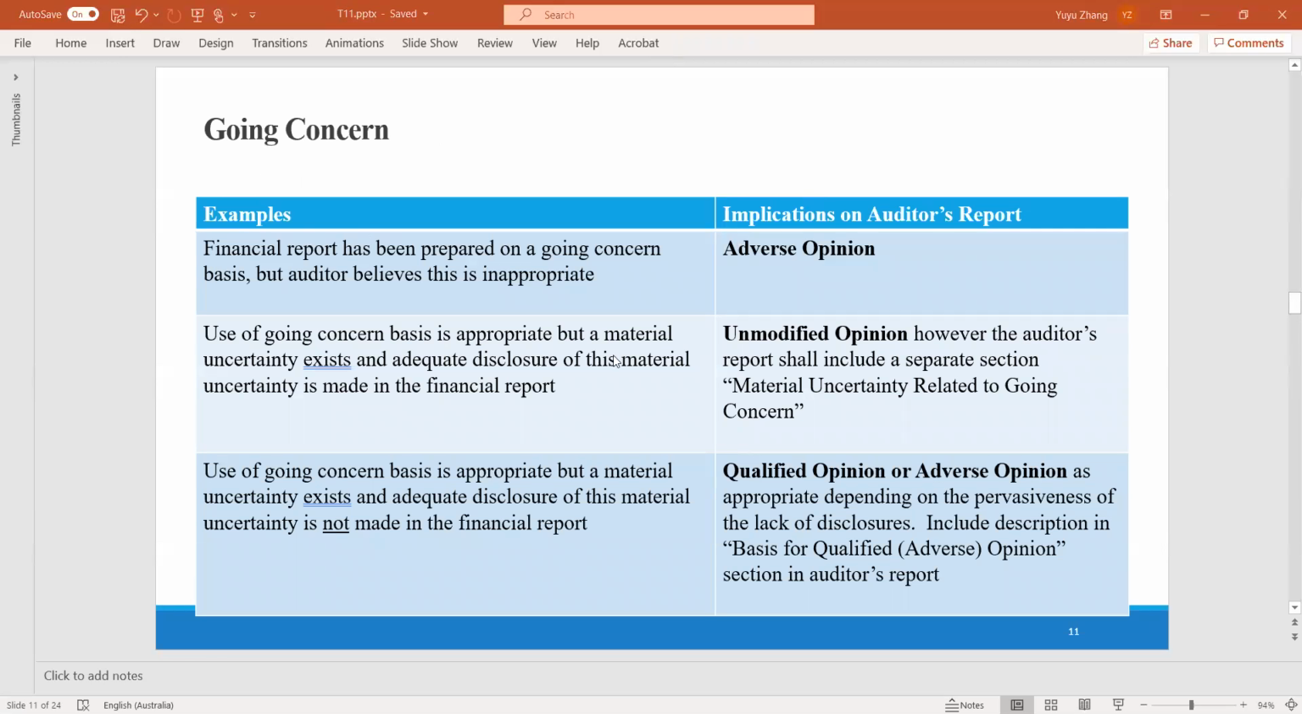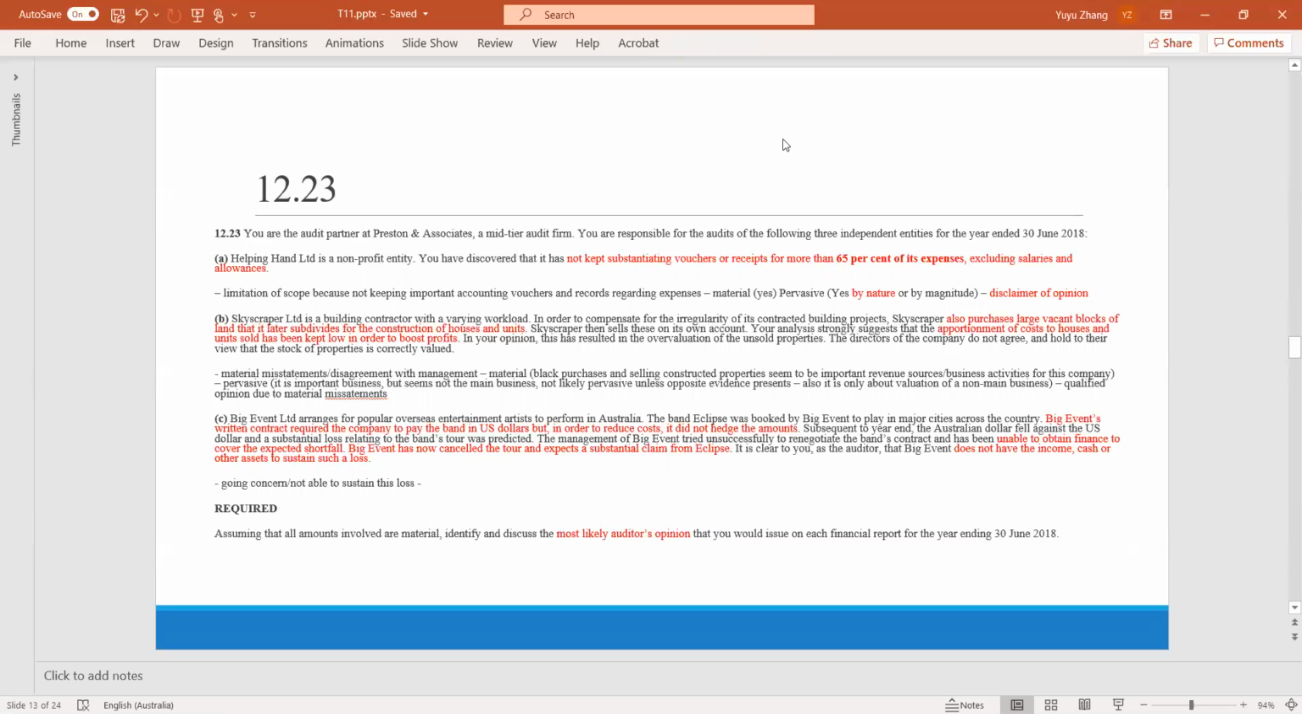Yeah, so for going concern issues, it could be adverse opinion, could be unmodified with emphasis of matter, could be qualified or adverse opinion for different situations. Okay. Unmodified with EOM or qualified opinion or adverse opinion. Which one would you choose? Why would you choose adverse opinion?